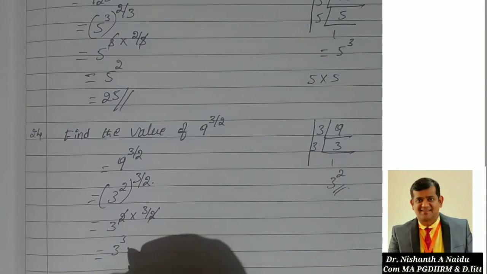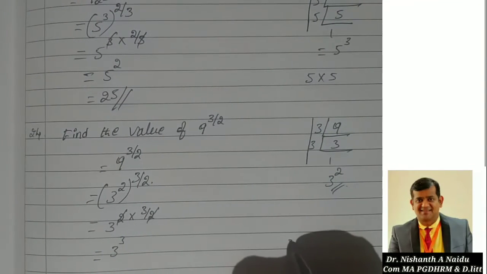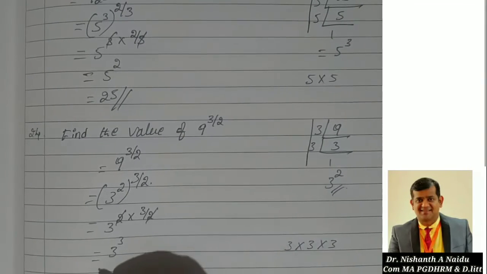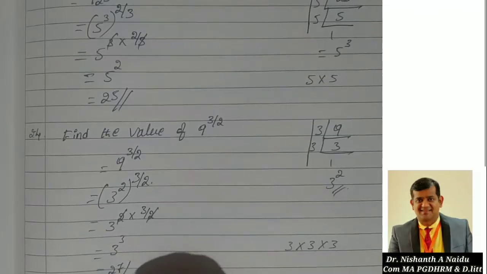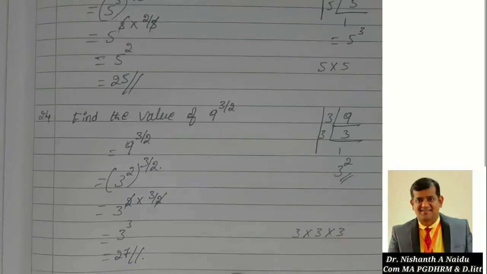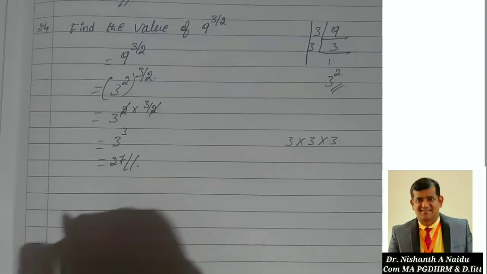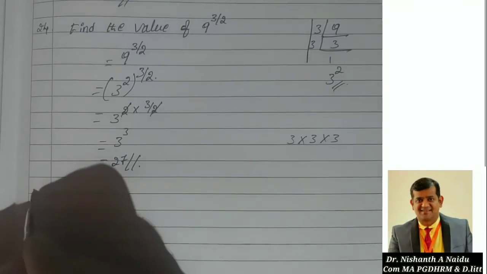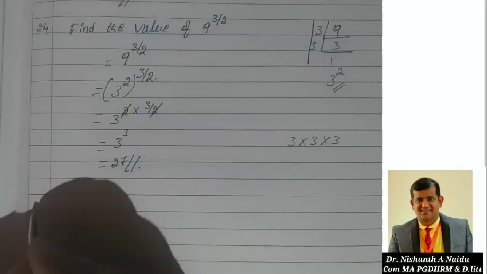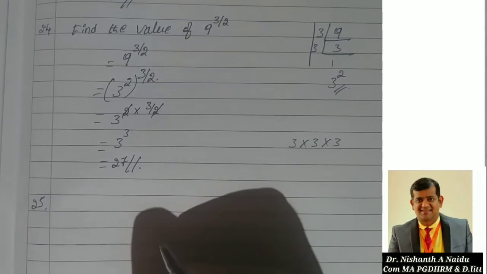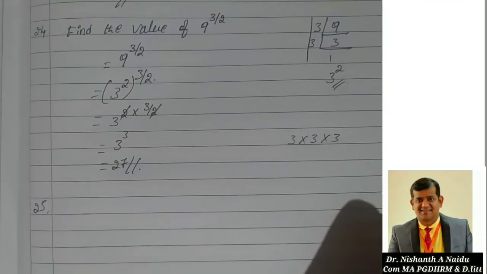So 3 to the power 3 is how much? Yes, that is 1, 2, 3. 3 3s are 9, 9 3s are 27. So the ultimate answer is 27. Okay, I believe it is clear with this. So further I am moving on to problem number 25. Problem number 25, the 25th problem.